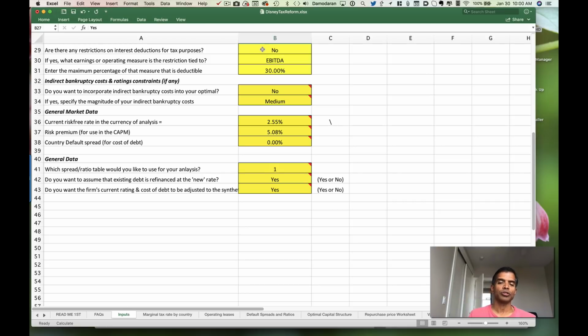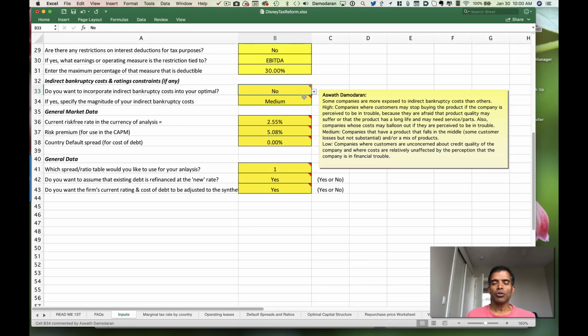Then I put in one of the things that the 2017 code brought in, which is a restriction on interest expenses. If you're outside the US, you don't have the restriction, just enter no, you're all safe. If you're in the US and you enter yes, then I ask you, what is the metric or the measure on which the restriction is going to be based? In the US, from now through 2021, the measure is going to be EBITDA. And the restriction is going to be that interest expenses cannot exceed 30% of EBITDA. Starting in 2021, that number is going to become EBIT. It's a tighter constraint. It'll still say 30% of EBIT then. For the moment, it's 30% of EBITDA.